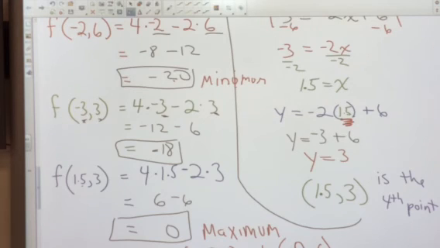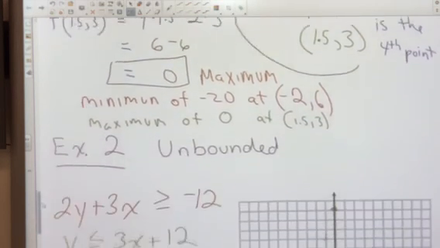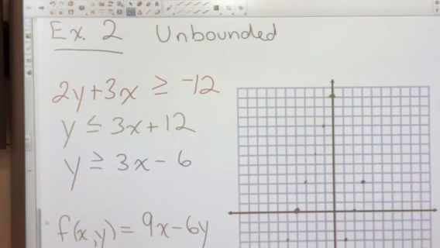I'm at 13 minutes on my video, and as you know from class, I can only post 15 minutes at a time from my phone. So example 2 is an unbounded region that I will follow up with in part 2.